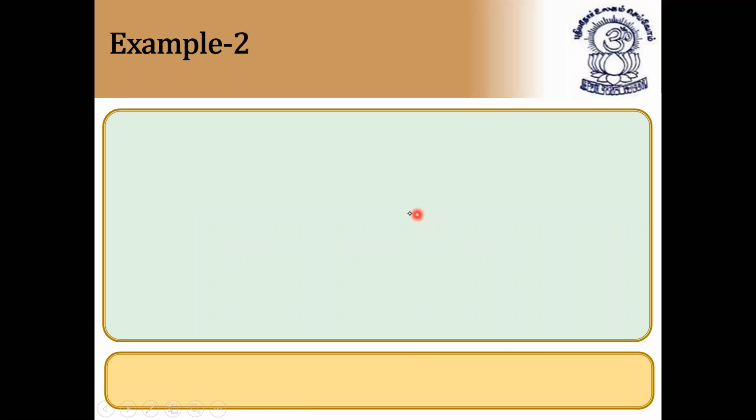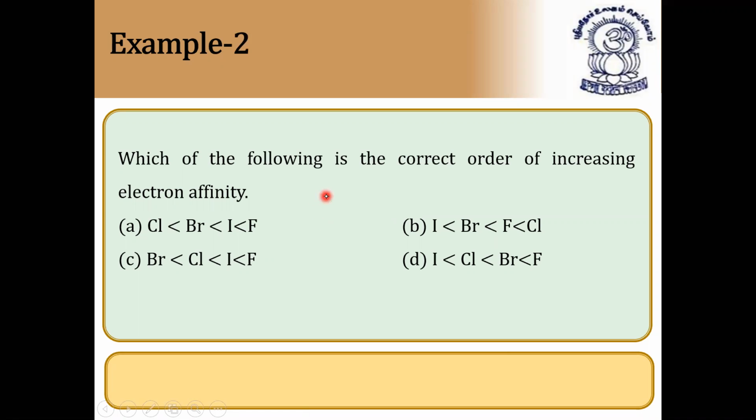Question number 2. Which of the following is the correct order of increasing electron affinity? Electron affinity, as already we know, chlorine has the highest electron affinity. So chlorine should be in highest form. Which option has chlorine in highest? So this is the answer: iodine, bromine, fluorine, chlorine. Iodine is having less electron affinity because it is electropositive. Actually, it is not electropositive, but still down the group metallic nature increases. Next bromine, next fluorine, and highest is chlorine because chlorine is having highest electron affinity. So answer is B.